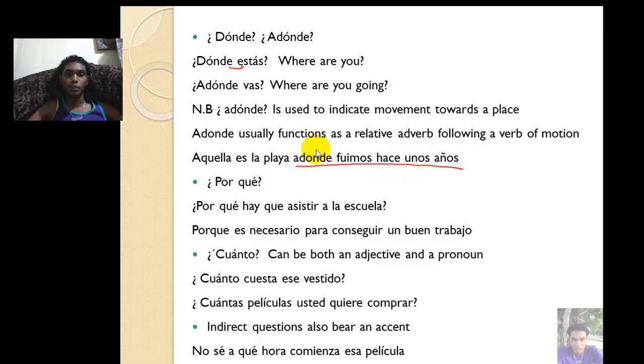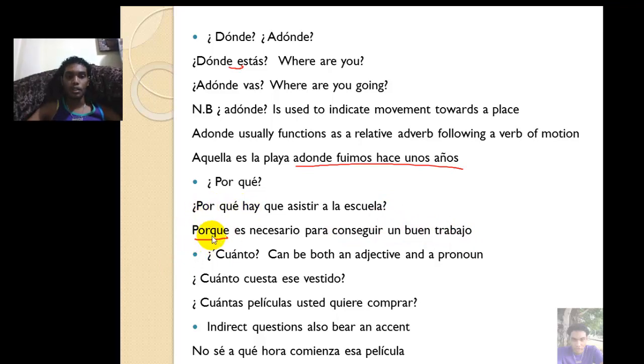Let's move on to ¿por qué? ¿Por qué hay que asistir a la escuela? Why does one have to go to school? You know, I mean, that's a question a lot of us ask, right? So please note that they are separated and there is an accent on the E. And I just put in "porque es necesario para conseguir un buen trabajo" as a response to the question, to say that porque, without being separated, right, just means because.